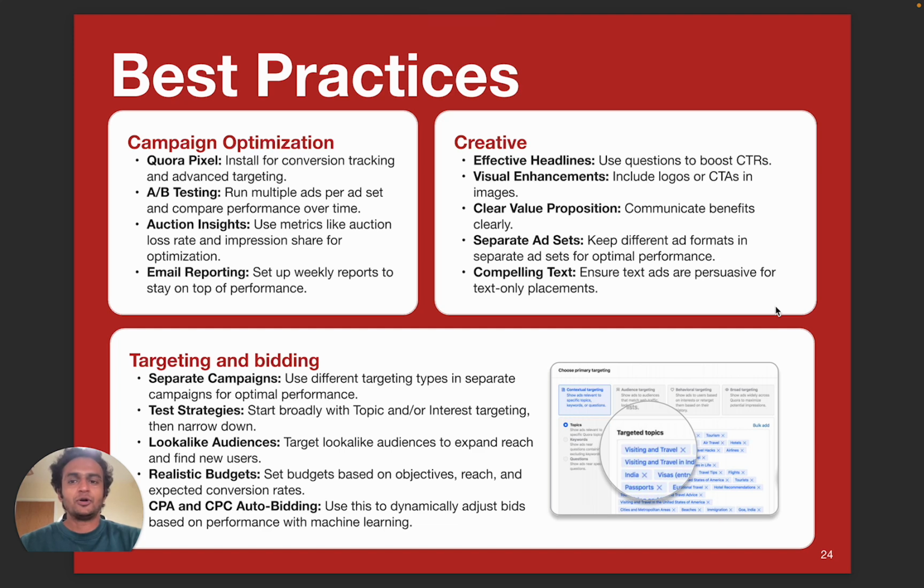Lastly, we'll talk about the best practice in terms of campaign optimization, creative, and targeting and bidding. In terms of campaign optimization, Quora Pixel definitely ranks the number one priority. Install the Quora Pixel for better conversion tracking and advanced targeting. Make sure that you are testing different targeting at any point in time. Don't put all your budgets on one particular targeting. This will allow you to understand which targeting works best for your business and objective.